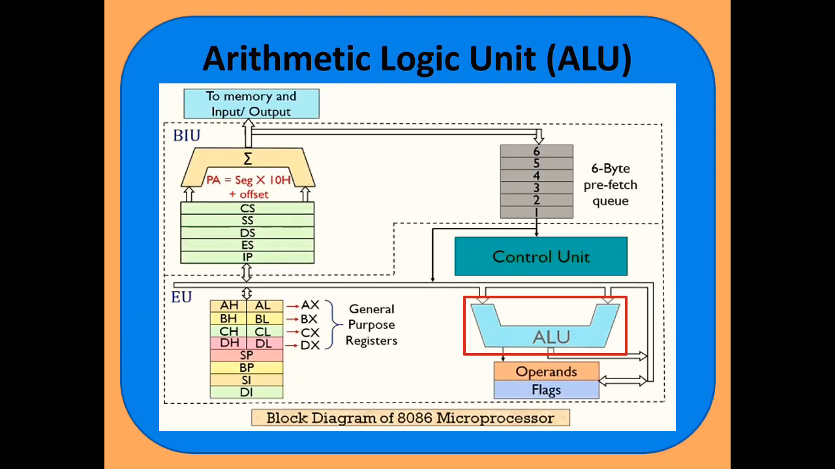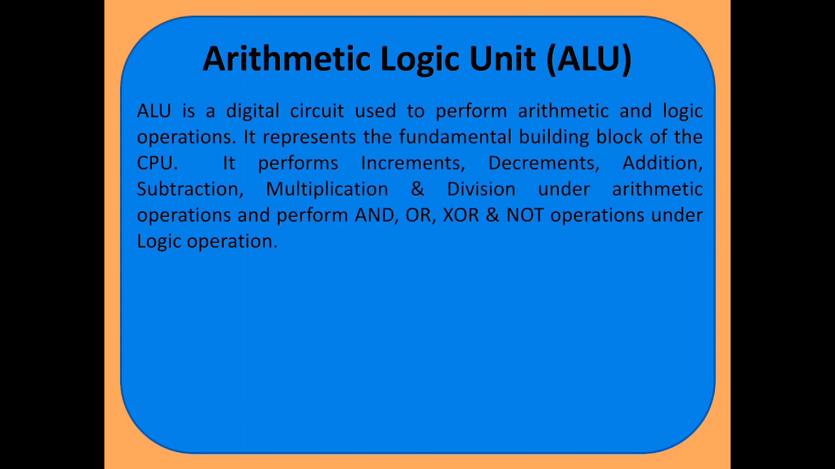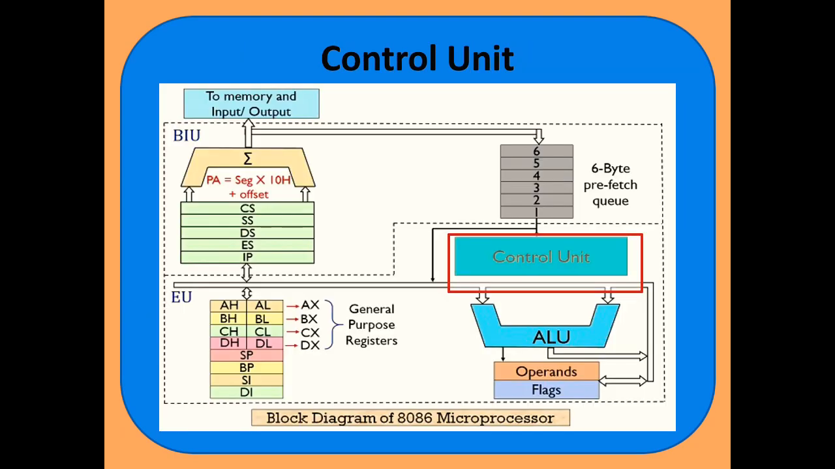And now we can see the ALU. ALU means arithmetic logical unit. Here in the 8086 microprocessor, the ALU is a 16-bit ALU, which can perform arithmetic operations. Under arithmetic operations, it performs addition, subtraction, multiplication, division, increment and decrement. Under logical operations, it performs AND, OR, NOT and XOR operations. By having a 16-bit ALU, we have the chance to perform either 8-bit operations or 16-bit operations.